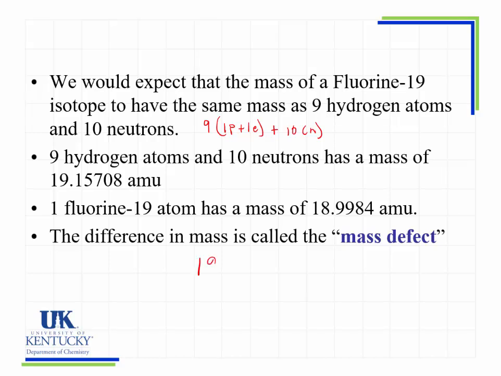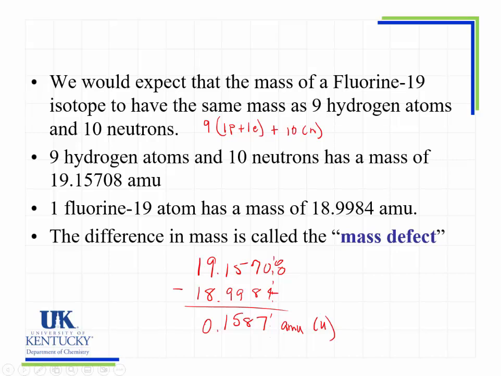It would be 19.15708 minus 18.9984, and that would give us a difference of 0.1587. That's to 4 decimal places, which is all we can really know. Okay, so that is the mass defect for fluorine-19. Now this is in units of AMU, atomic mass units, or as our book now uses, just a U.